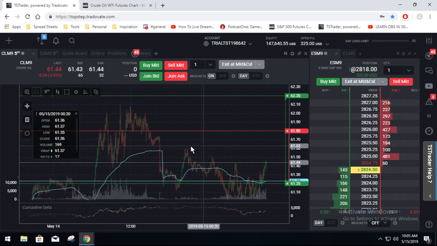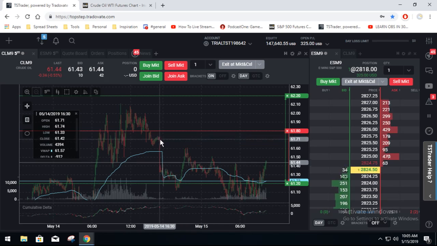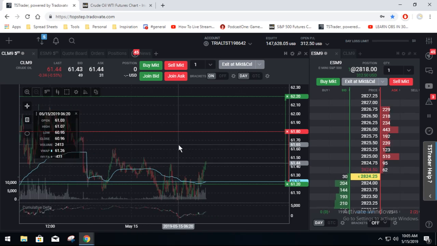So I'm looking for the 80 areas, yesterday's pit close. You can look for as low as 70, but hold on to your nuts on oil, as we say.